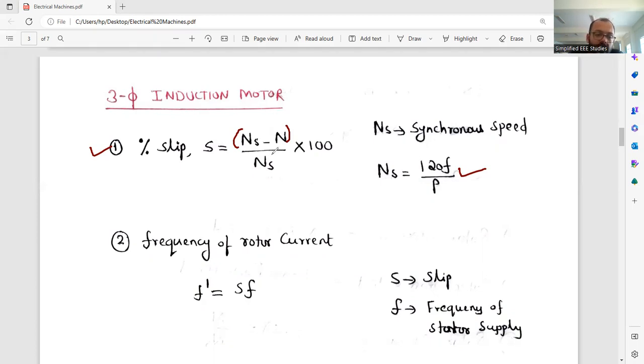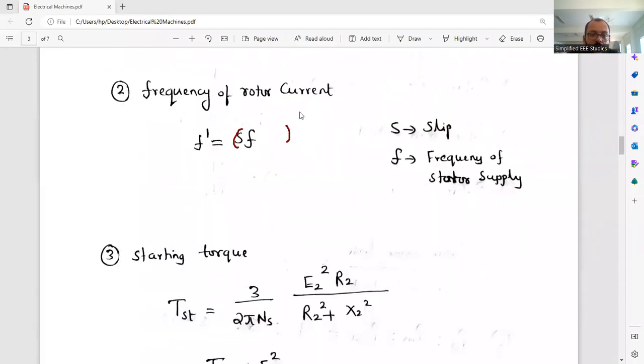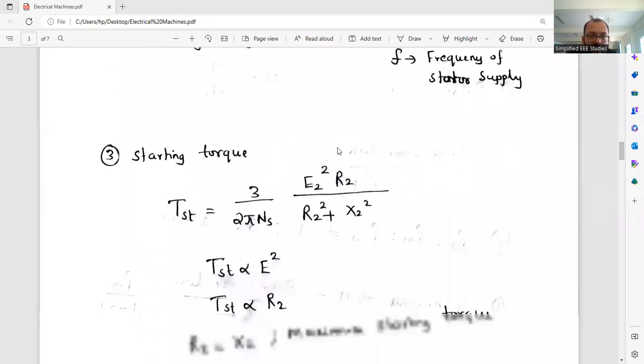Okay, then you can calculate the frequency of rotor current by using the formula F dash is equal to S into F. So the frequency of rotor current, you can calculate by using the formula. Fine. Okay. F dash is equal to S into F, where S is known as slip and F is known as the supply frequency at the stator.